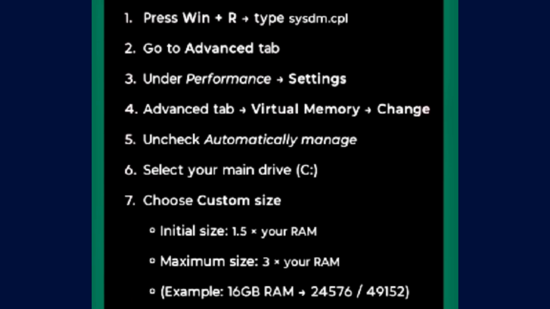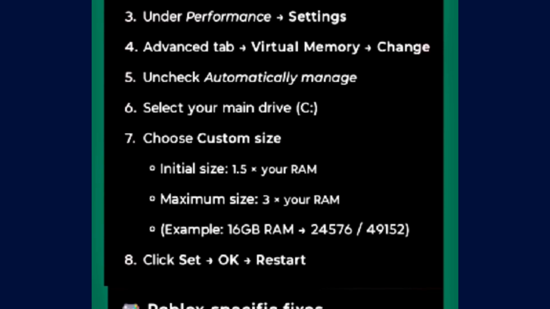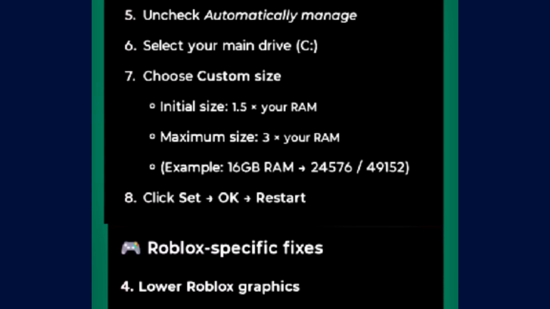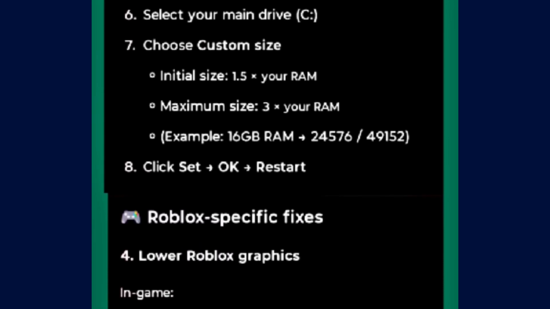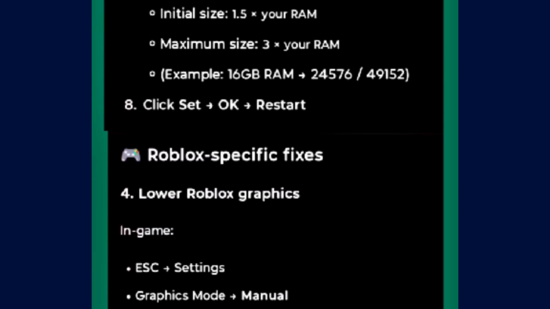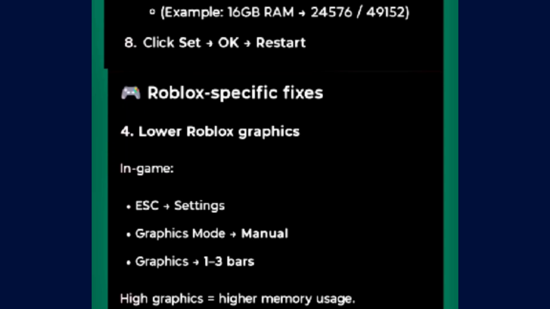Uncheck Automatically Manage. Select your main drive, C. Choose custom size: initial size 1.5 times your RAM, maximum size 3 times your RAM. Example, for 16 GB RAM, 24576 or 49152. Click Set, then OK, then restart.